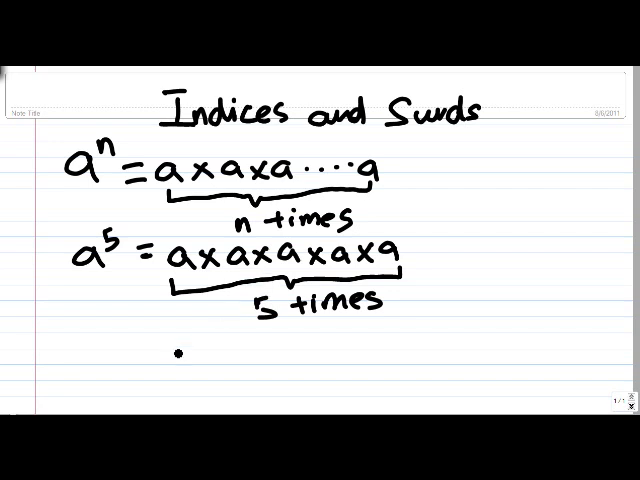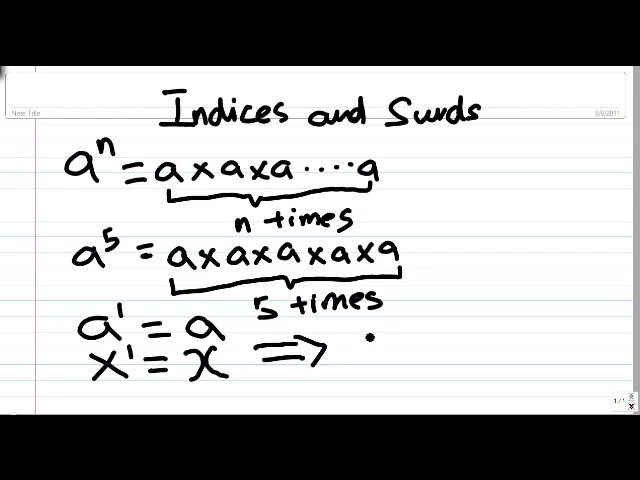And if you had anything to the power of 1, a to the power of 1, a to the power of 1 is a itself. If you had x to the power of 1, it is x itself. Of course, if it's to the power of 1, all you have to do is write it as a or x. It is understood that a is a to the power of 1 and x is x to the power of 1. Let's go on to the next page.